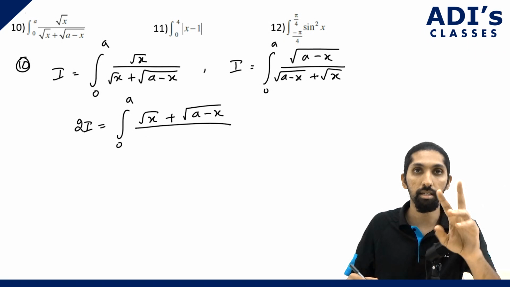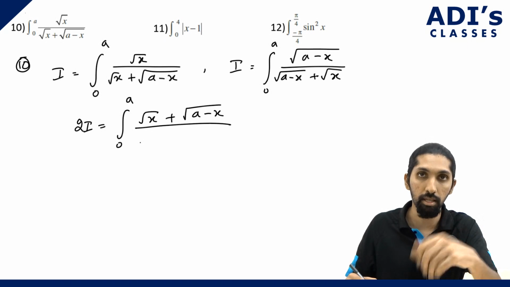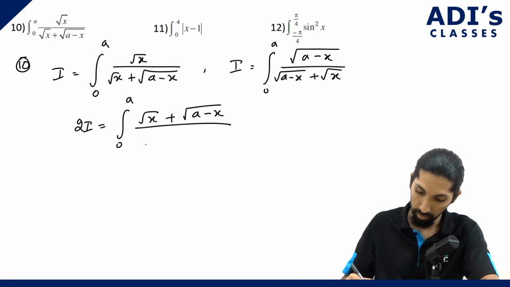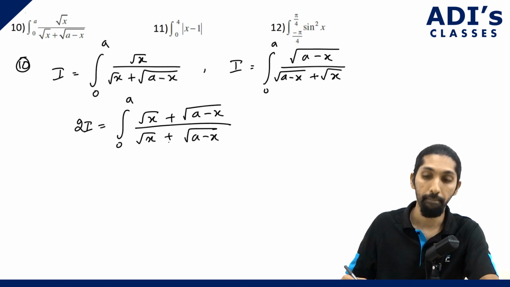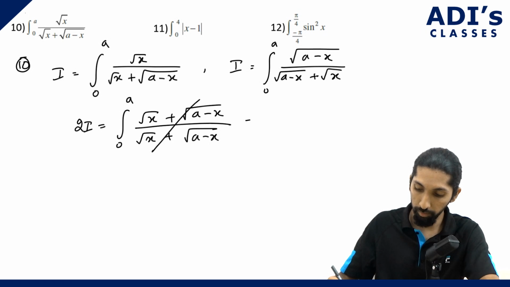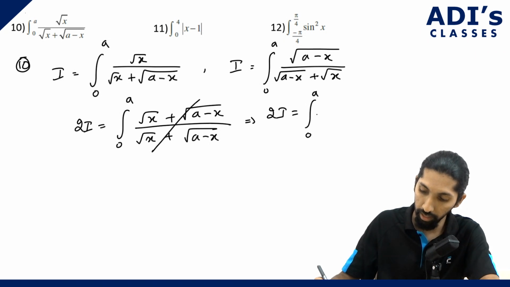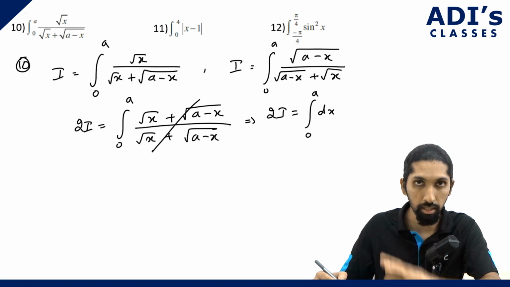It's just that it's a plus b, one more it's b plus a, so it makes no difference. So root x plus root of a minus x cancel off. What do we have now? 2i is integral 0 to a dx, just dx, isn't it?